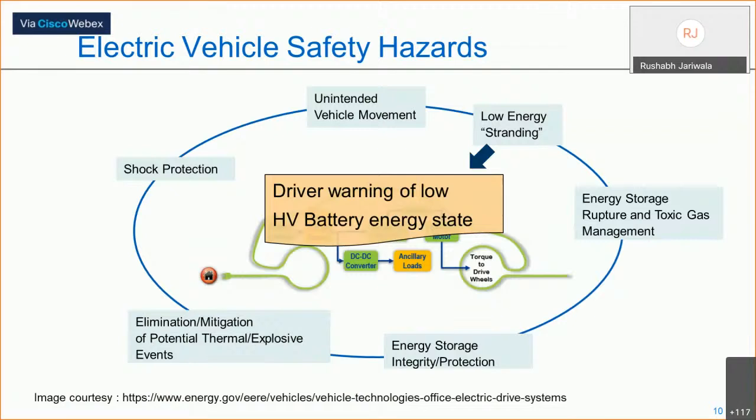And now let's look at another one, low state of charge. So this is where driver warning of the low HV battery state is something important. Otherwise, what happens is that, as I explained earlier, the driver might keep on running the electric vehicle, and then suddenly all the HV batteries run out of charge. It is showing, let's say, 30% remaining, and then suddenly it goes to 0% in the next moment. Then the driver would be in a problem.